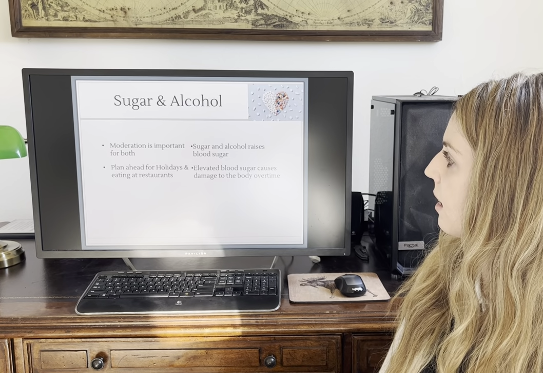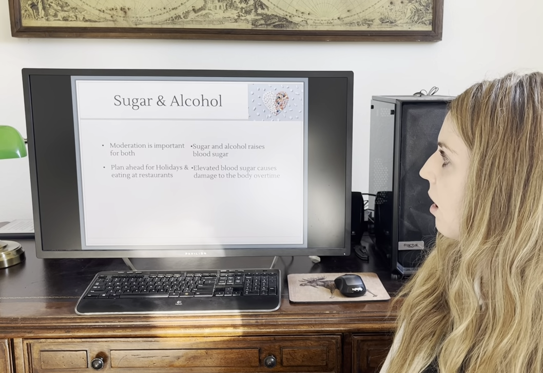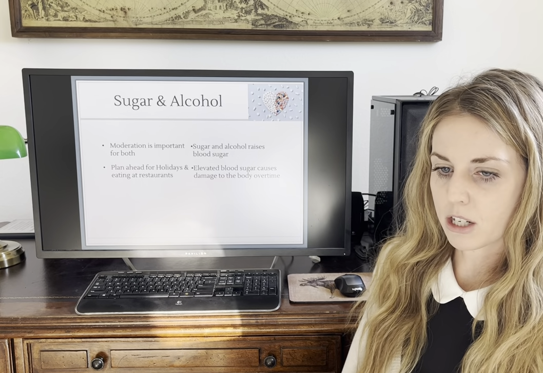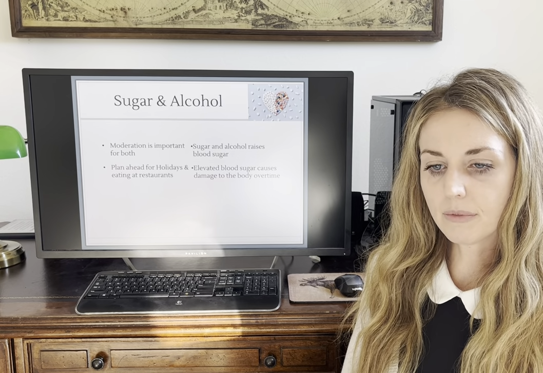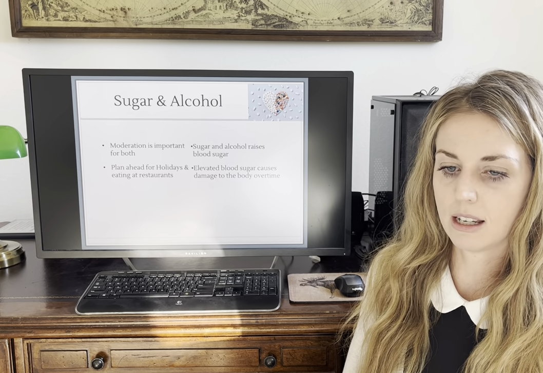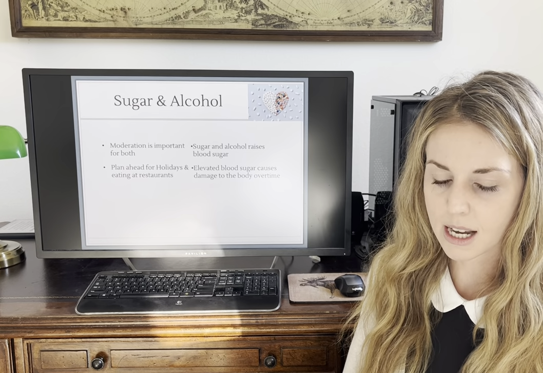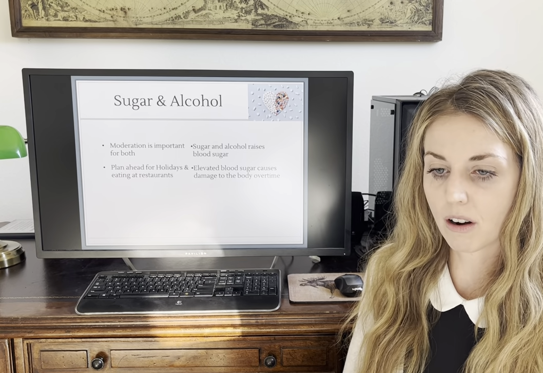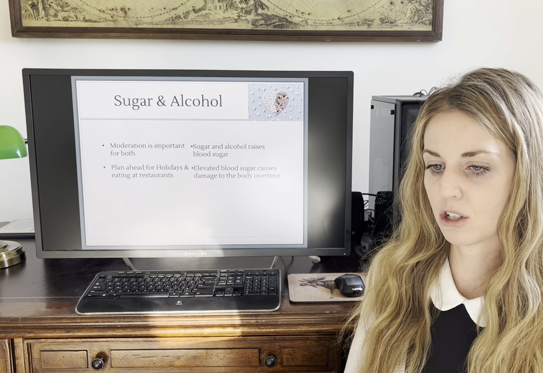And then we'll be talking about sugar and alcohol intake. For both of these, moderation is important. And then planning ahead for holidays and eating at restaurants or any functions outside of the house, because that's when times of high sugar, high alcohol, those temptations can be there.